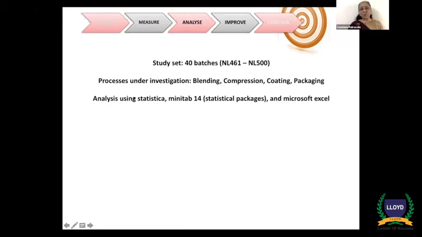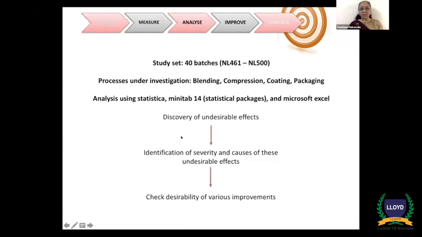One needs to analyze the data statistically. So they used software like Statistica and Minitab 14, as well as Microsoft Excel, and that has to be declared to regulatory authorities. So what is done? Once you discover that there are undesirable effects, look at the identification, the severity, and why that severity is caused, due to which these undesirable effects are there. And then once you have pinpointed that severity, look at how you can make improvements in the process.